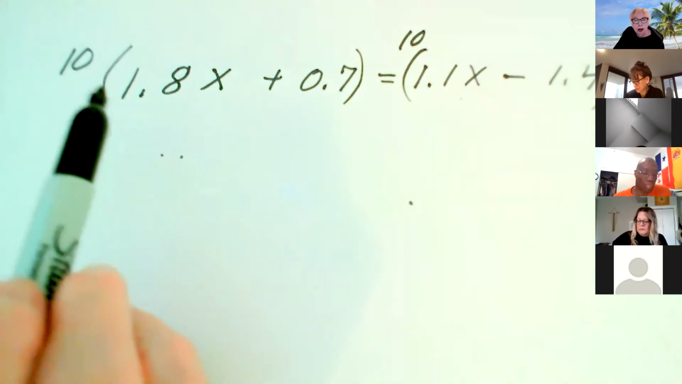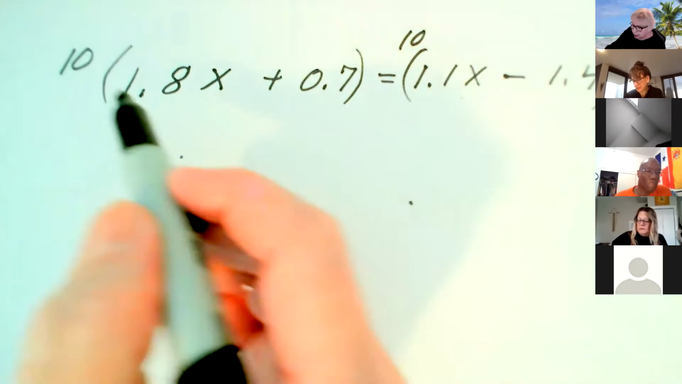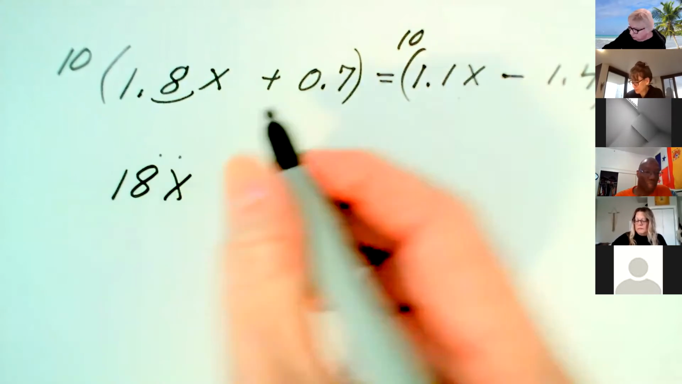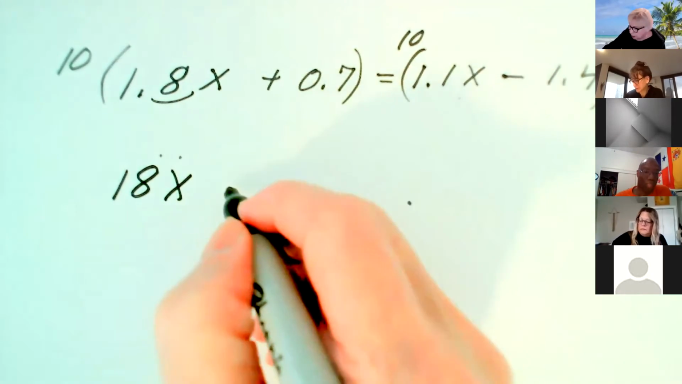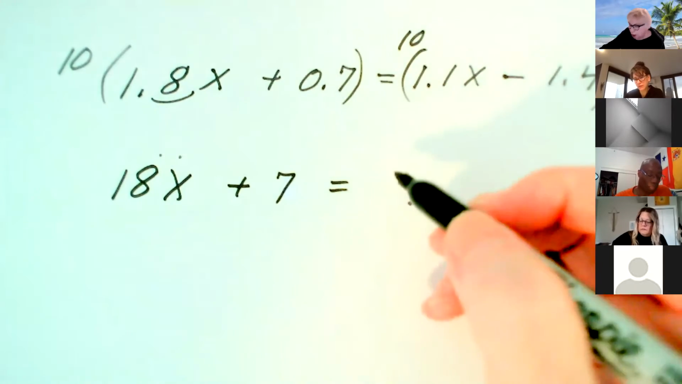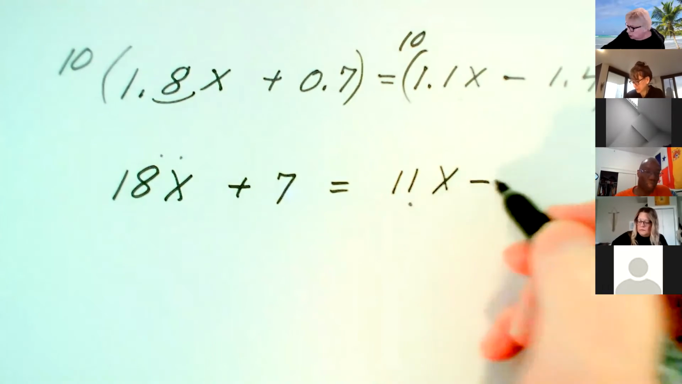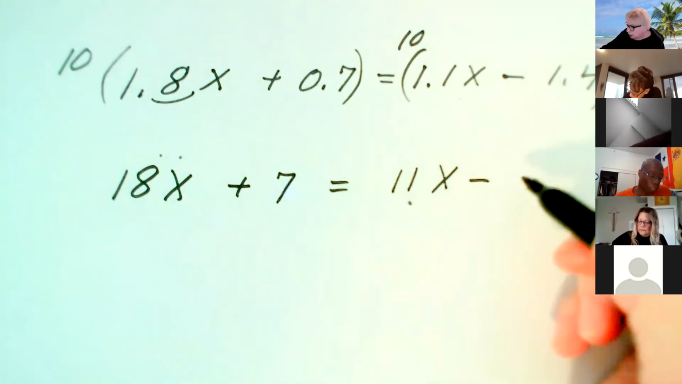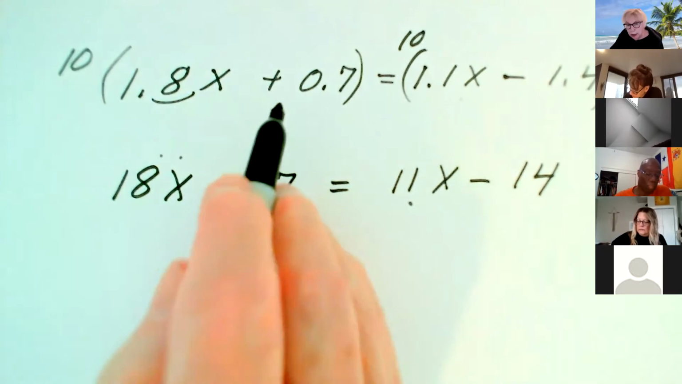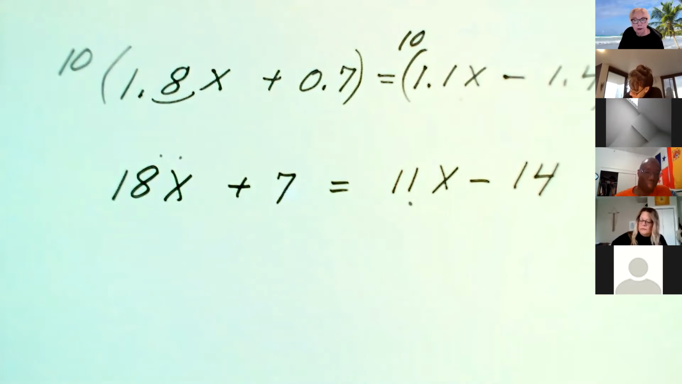And when you multiply every single number by 10, 1.8 becomes 18x, 0.7 becomes plus 7, 1.1 multiplied by 10 becomes 11x, and multiply this by 10 and it becomes 14. If this appeals to you more than this, I think it was worth the effort. What do you think? That's good.